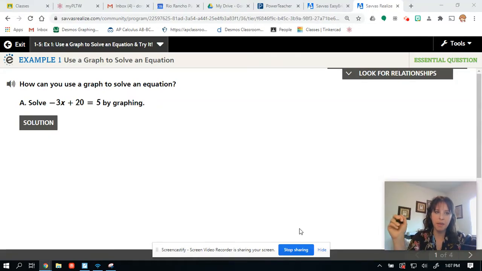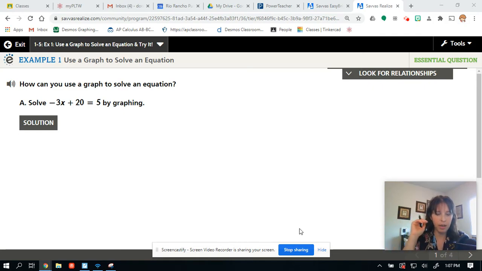Everybody, it's Miss Abney, and we're here today to go over example 1 from lesson 1-5 from topic 1. We've gone into solving equations, looking at how to solve equations in a graphical form. And this problem says, how can you use a graph to solve an equation?